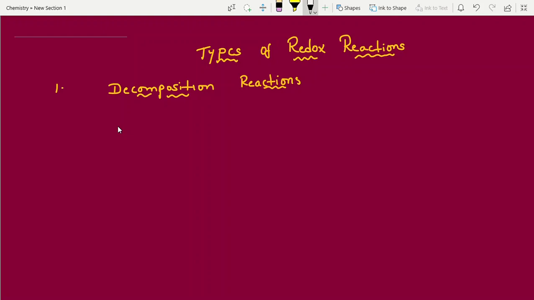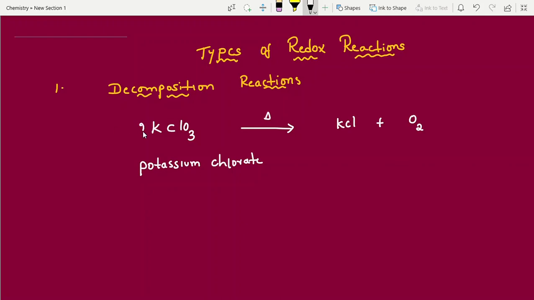Decomposition: one compound can decompose into two or more compounds. For example, KClO3, potassium chlorate. This potassium chlorate, on heating in the presence of a manganese dioxide catalyst, gives KCl plus oxygen. We have to balance the reaction: 2 here, 2. That's it.